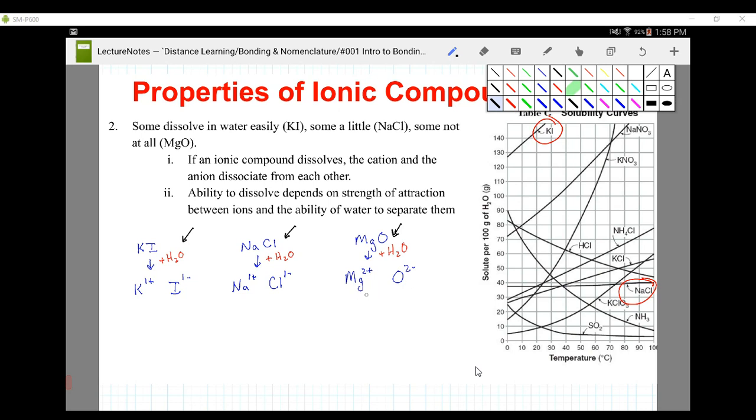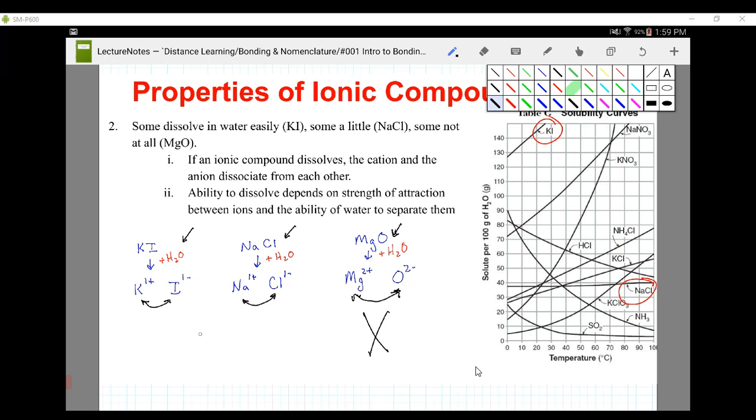Now, magnesium and oxygen have a 2 positive and 2 negative charge, which means the attraction between those two is going to be significantly higher than between the potassium and iodine or between the sodium and the chlorine. And that really strong attraction means it's going to take a lot more energy to break these two ions apart from each other compared to the first two. And this is why water cannot dissolve magnesium oxide, because it doesn't have enough energy. It's not strong enough to pull those two ions apart from each other.